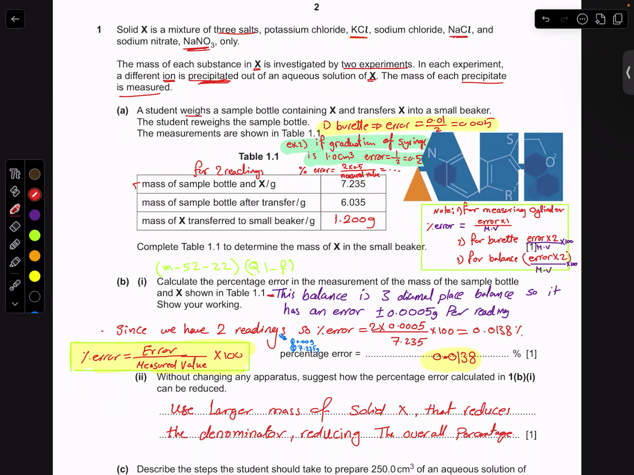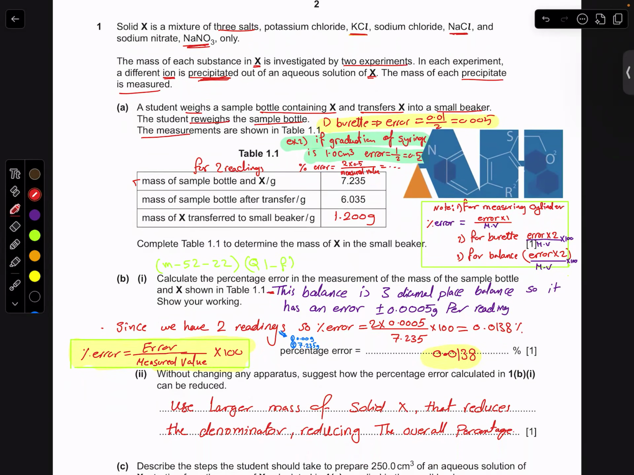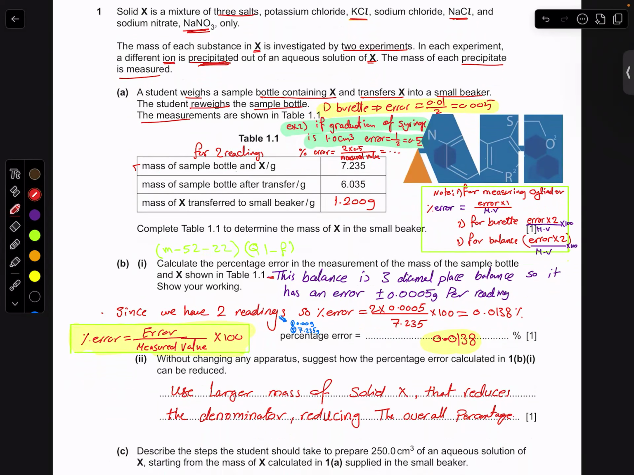A student weighs a sample bottle containing X and transfers X into a small beaker. The student weighs the sample bottle again. The measurements are shown in the table. So the mass of the sample bottle and X is 7.235, and the mass of the sample bottle after transfer is 6.035.